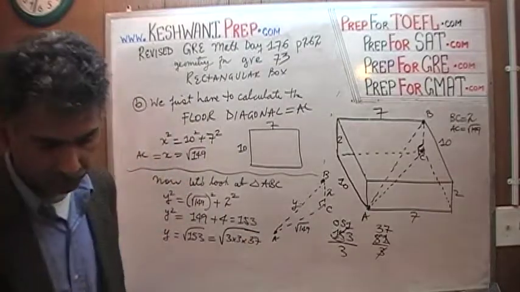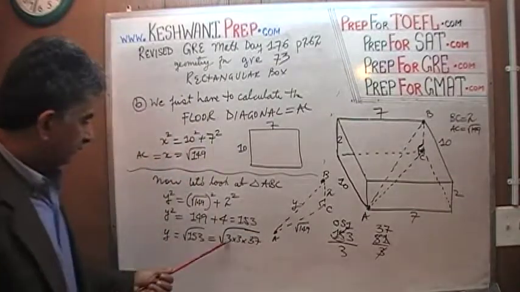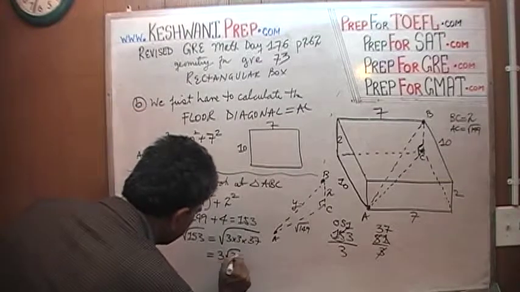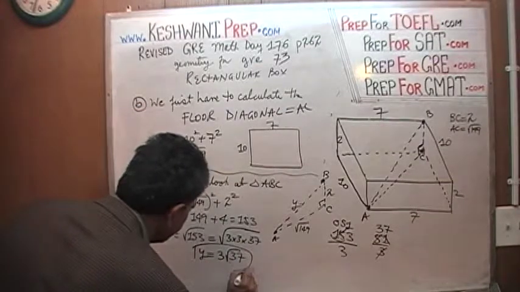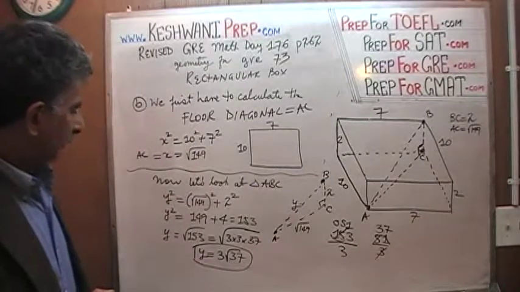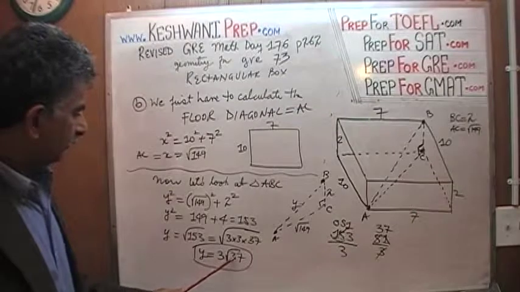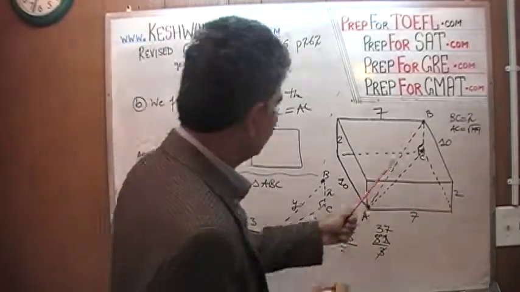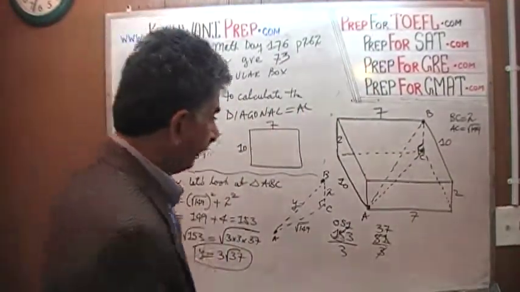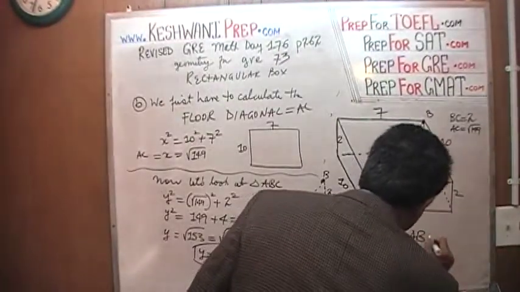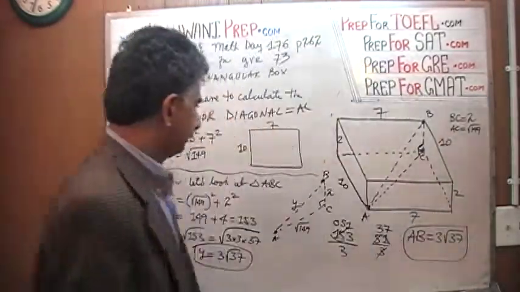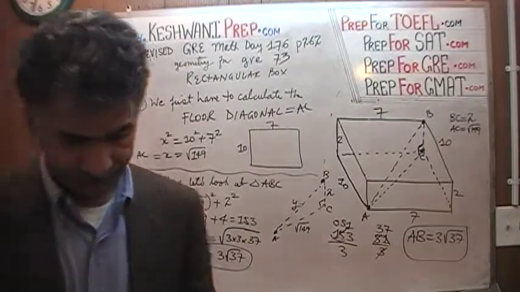I hope I did not make a boo-boo. And of course 3 times 3 comes out as 3, so we get the square root of 37. Voila. This is the distance we are looking for. y equals 3 times the square root of 37. A to B equals 3 times the square root of 37. That's all there was. That's it.